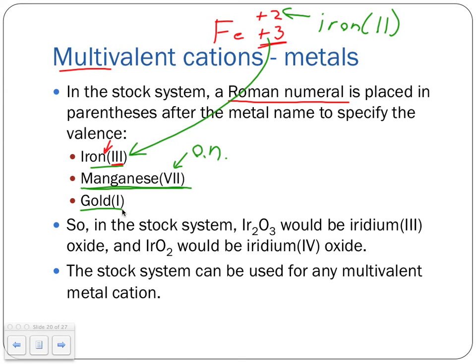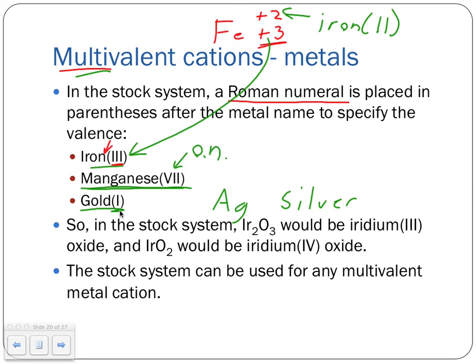If we're doing silver, silver is Ag, and we're trying to figure that out. We look at the periodic table. Silver has a valence of just +1. And so if we were writing it out, we would just write silver. We don't have to put a number in parentheses after it because there's only one possible valence, just +1. But if it's multivalent, then we do have to put it in parentheses if we're using the Stock system. Silver's monovalent.